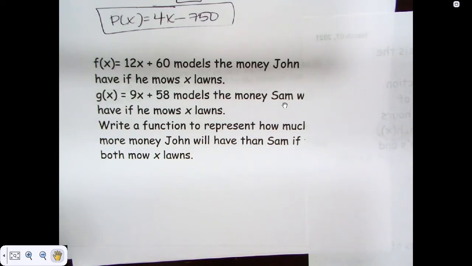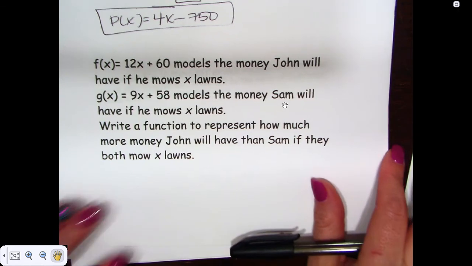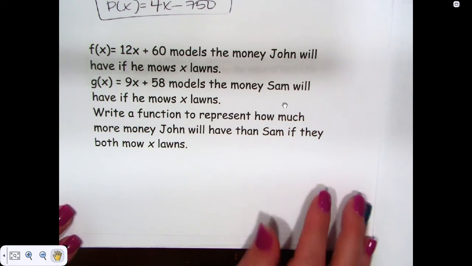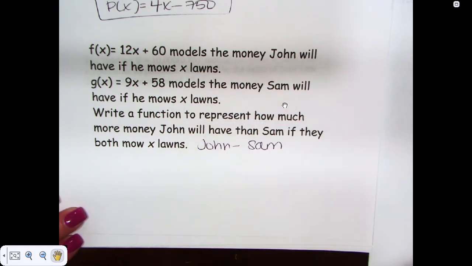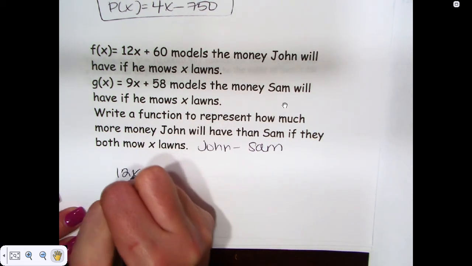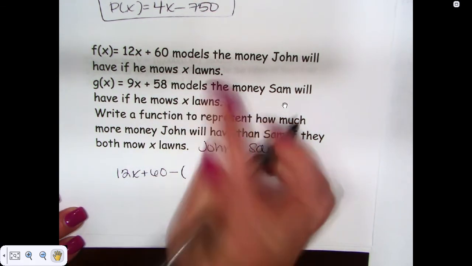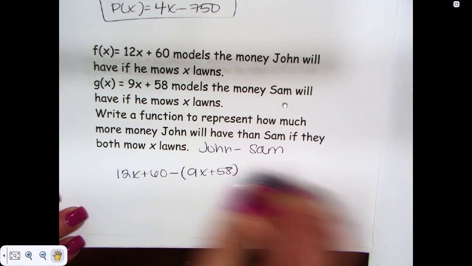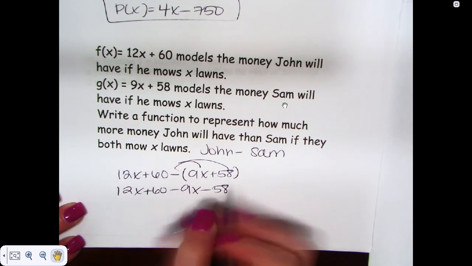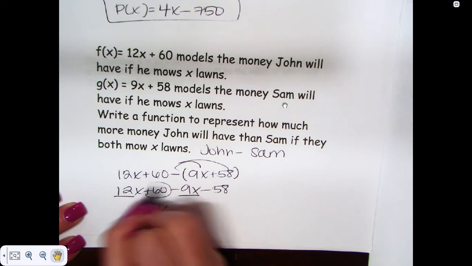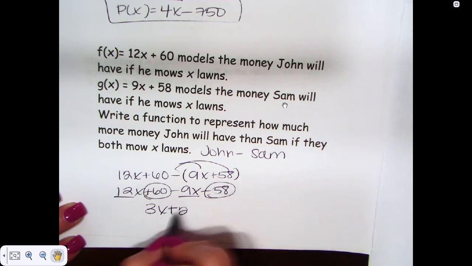All right, f of x is 12x plus 60 is John. G of x is 9x plus 58 is Sam. And again, they want to know, write a function to represent how much more money John will have than Sam if they both mow x lawns. So we want to know how much more John will have, so we're going to do John minus Sam. Okay, so John is 12x plus 60 minus Sam is 9x plus 58. So again, you've got to distribute that negative and combine like terms. So it should be 3x plus 2.